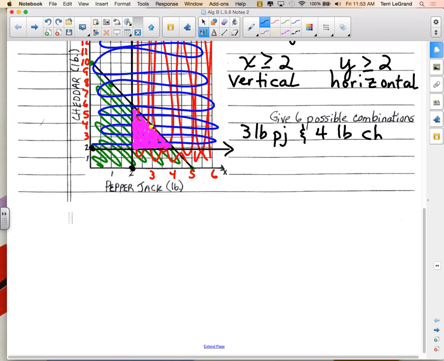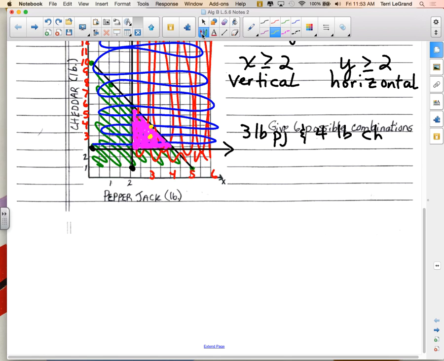No code, you already gave one. Feel free to throw one out, Calvin. Feel free to throw one out, Noah. Okay, you ready? 3 pepper jack and 3 cheddar. Oh, that'd be right smack dab right there. I think that would count, wouldn't it? Okay, 3 pepper jack, 3.